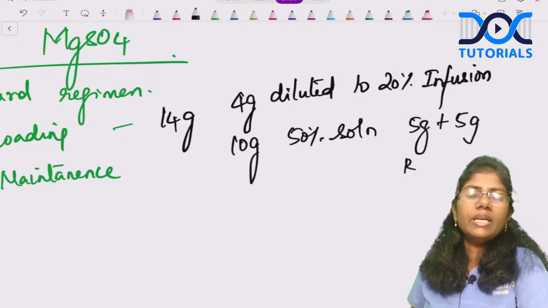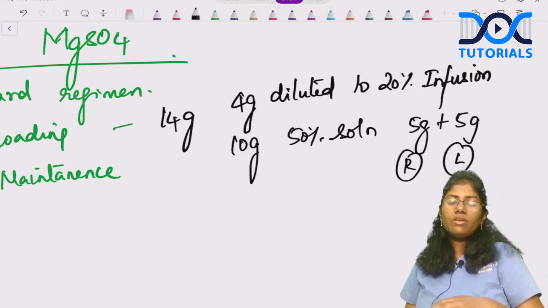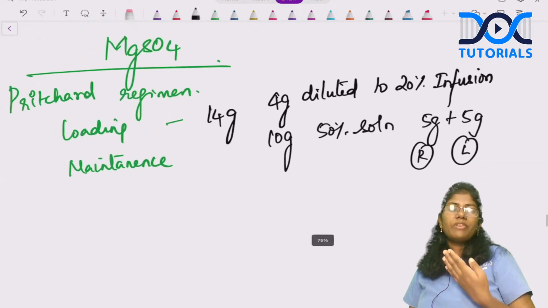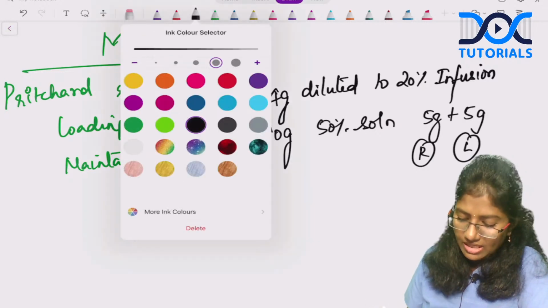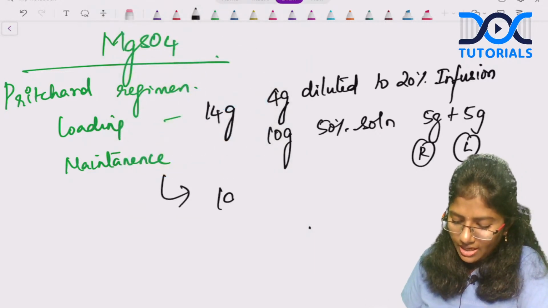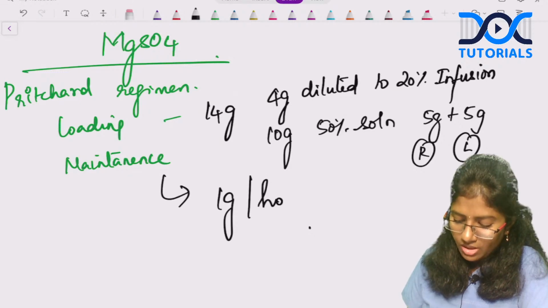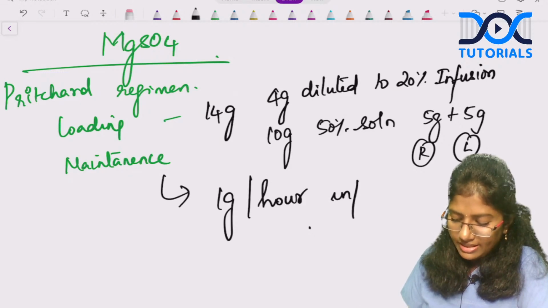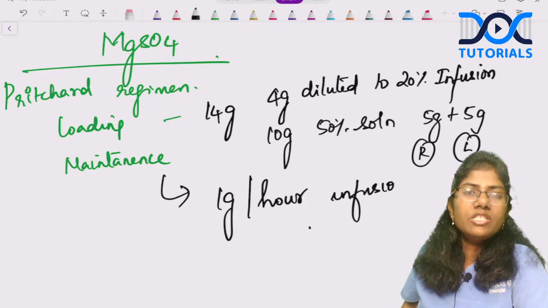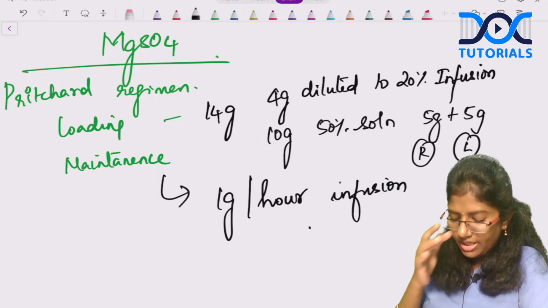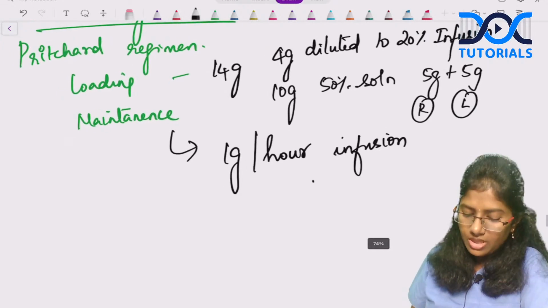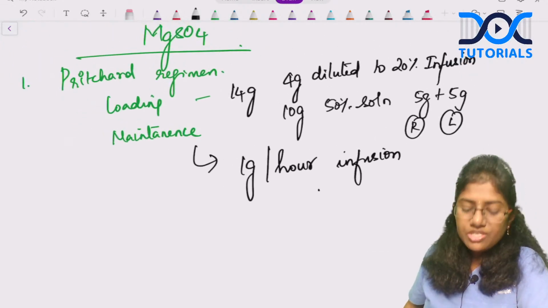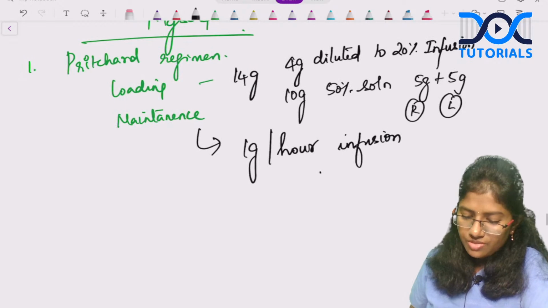Maintenance dose, we don't give IM anymore. Previously, we were giving 5 gram IM every 4th hourly. But now the guideline recommends IV infusion only, 1 gram per hour. The guideline is not recommending the IM regimen for the maintenance dose. The guideline is recommending continuous infusion for maintenance, and that will be 1 gram per hour. So this is the Pritchard regimen.